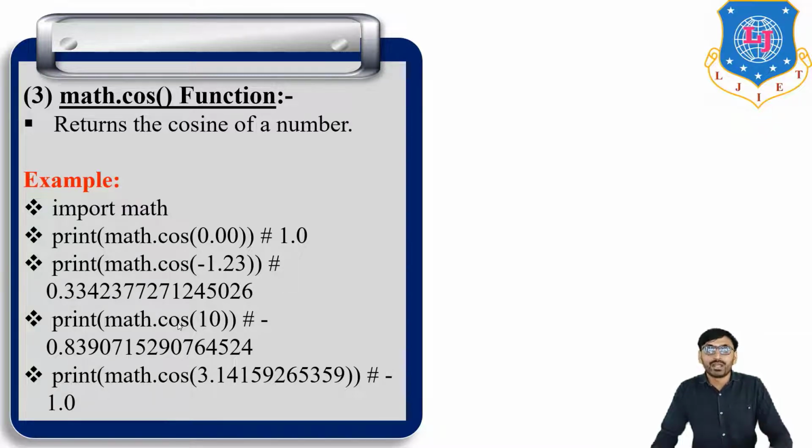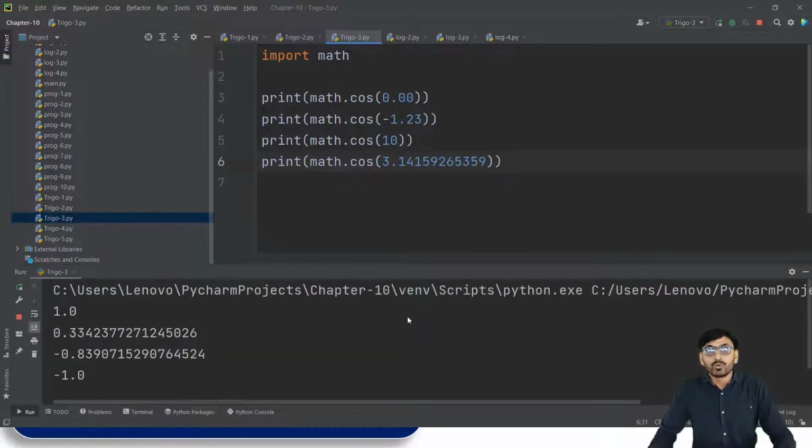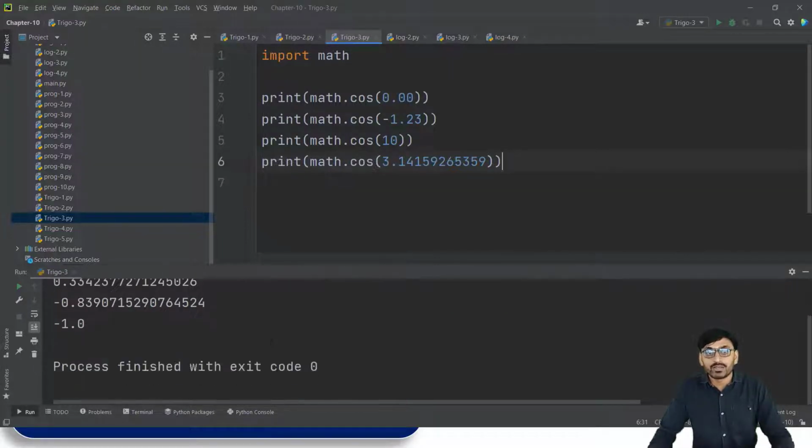Now we run this same program in PyCharm. So import math, then print math.cos of 0.00, then cos of -1.23, cos of 10, cos of 3.1415. If we run this program, the answers are 1.0 for the first one, 0.3342 something for the second one, and so on for the third and fourth.